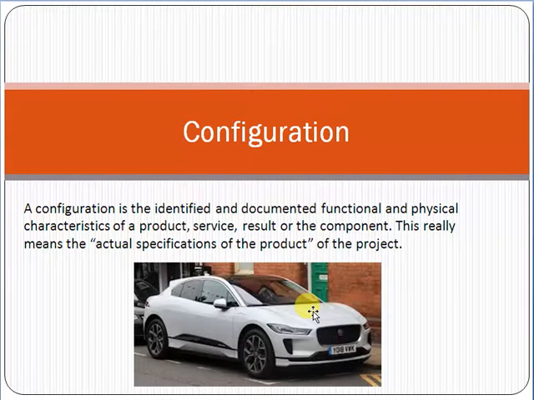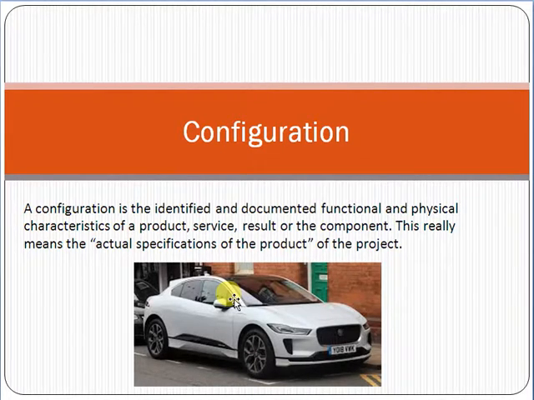Physical characteristics means, for example, just consider this car. The car has a white color, it has 4 wheels, it has 4 doors, it has a windscreen. All these are physical characteristics which you can touch and feel. Similarly, it has some specific functionality. For example, it can run more than 100 miles per hour. It is the functional specification of this car.